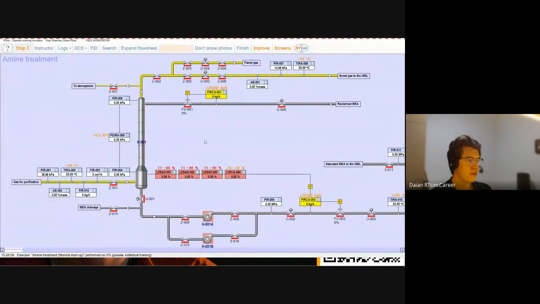And let's look at our simulation. I have already opened it in technological process. No, I have launched it in individual training mode in the normal startup.